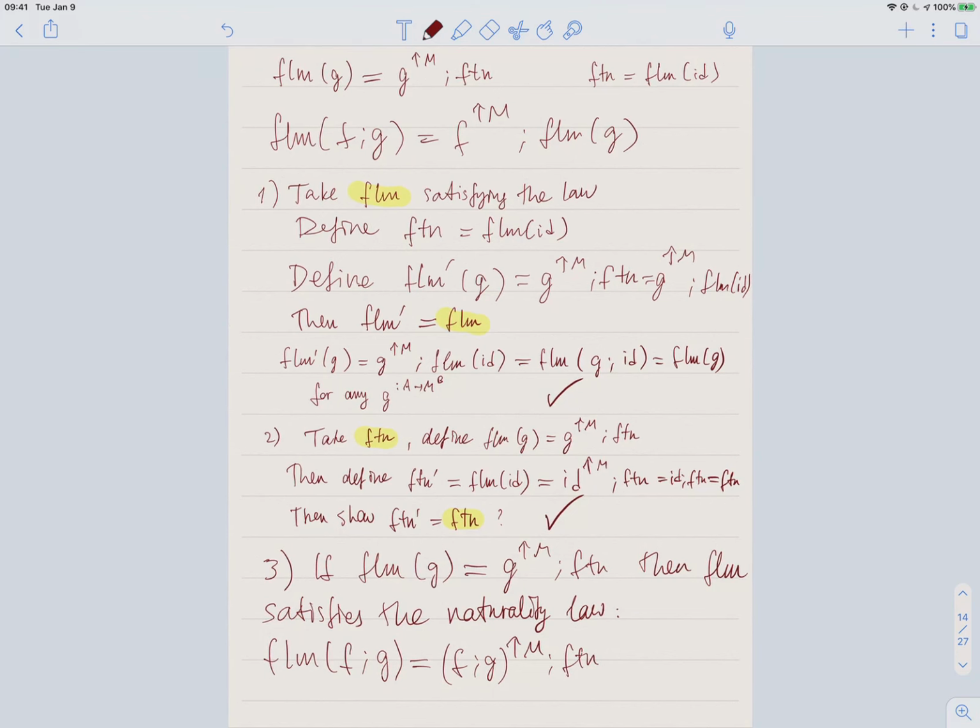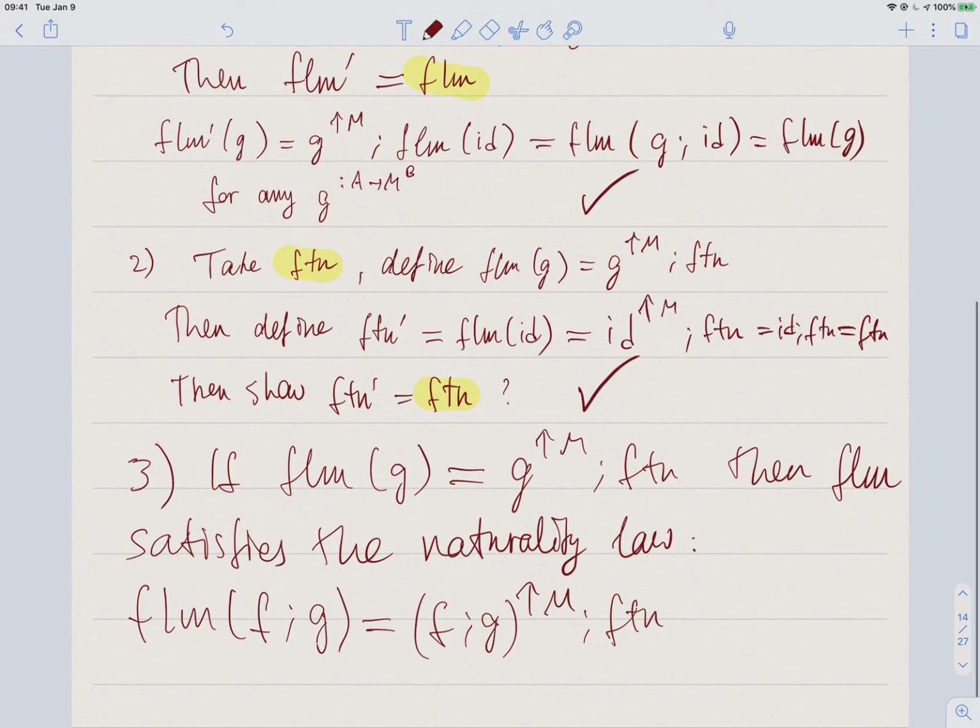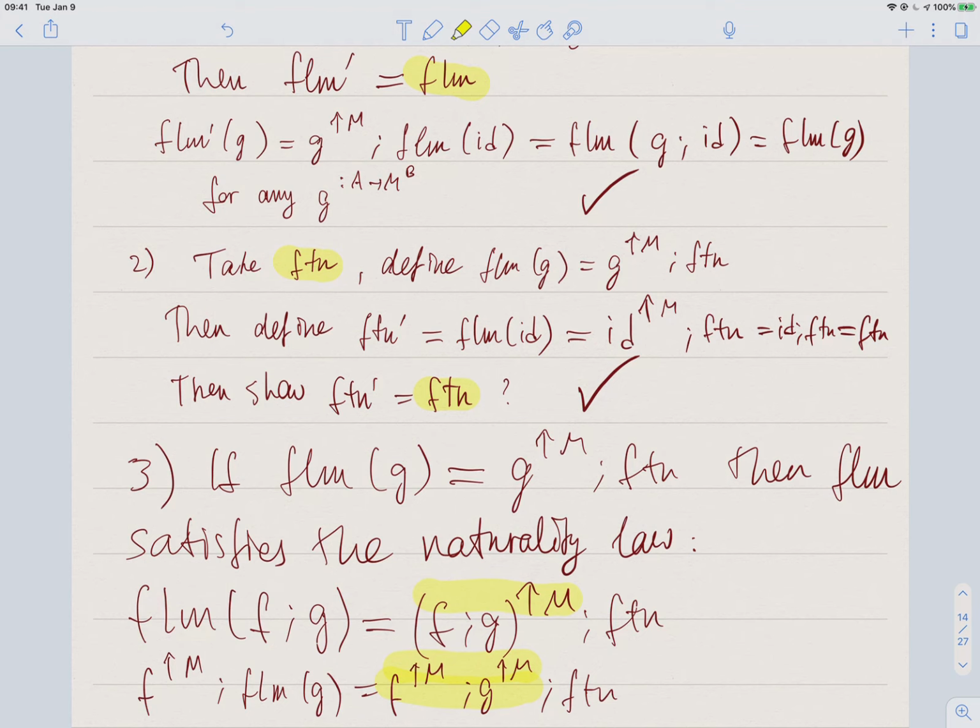and the right hand side of the law is f lifted to m, flatMap g, and that is equal to f lifted to m, g lifted to m, flatten. So clearly this and this are the same because of the composition law of the functor m. So then these are equal.